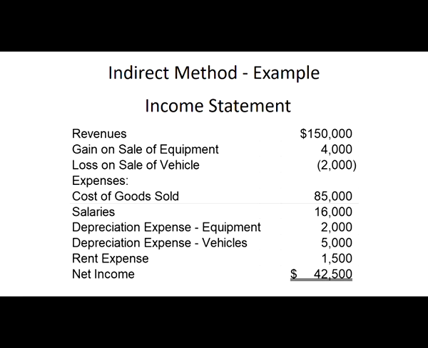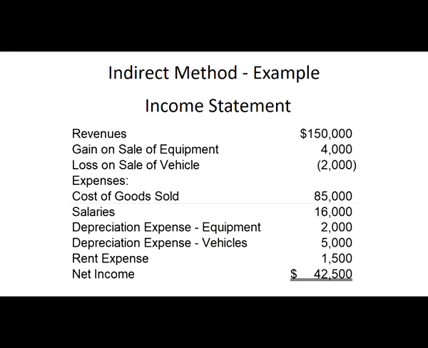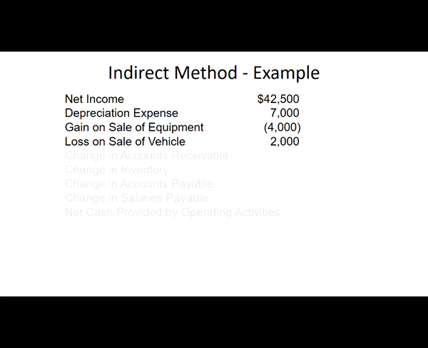Step three is losses and gains. Starting at the top and going down, I have a gain of $4,000. And so I'm going to do the opposite and subtract it. Loss on sale of vehicle, you can see it here, $2,000. I'm going to do the opposite and add it back. Essentially removing it from this calculation, removing it from income.